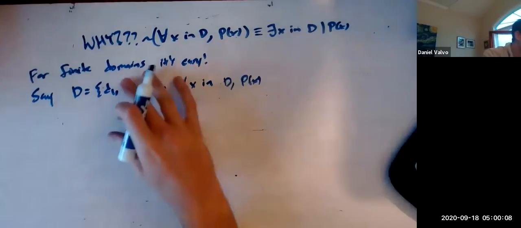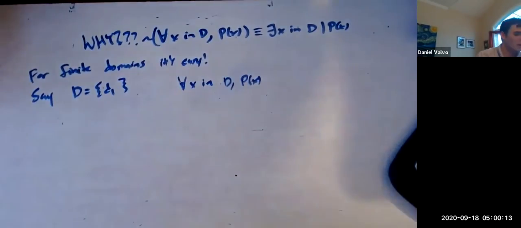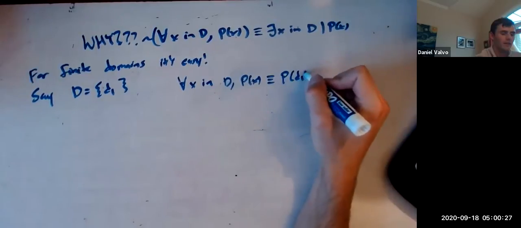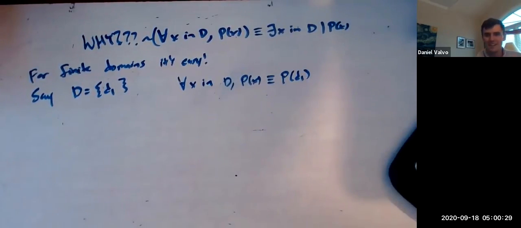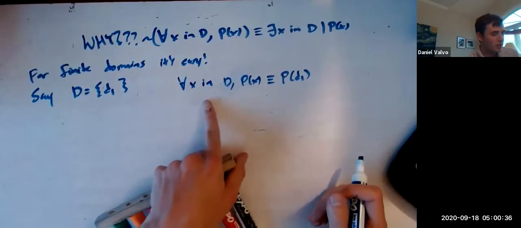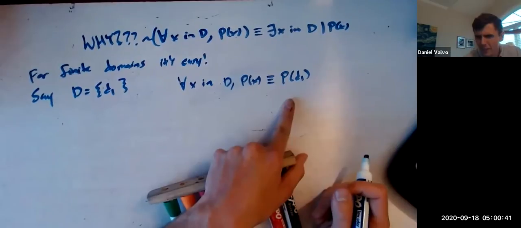Let's start simpler. Let's say we just had D1. D was just this set with one element, D1. For all x in D, P of x, what's that equivalent to saying? If there's only one thing in your domain, saying that for everything in your domain P of x is true, that's just saying that one thing is true. That makes sense, I think, right?